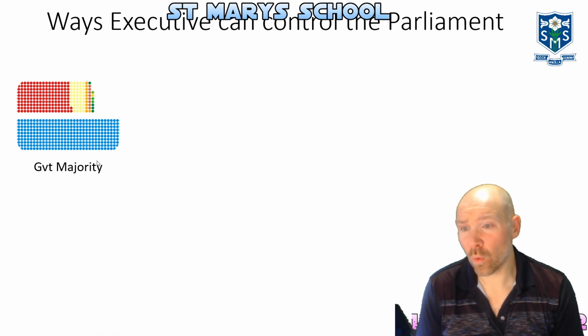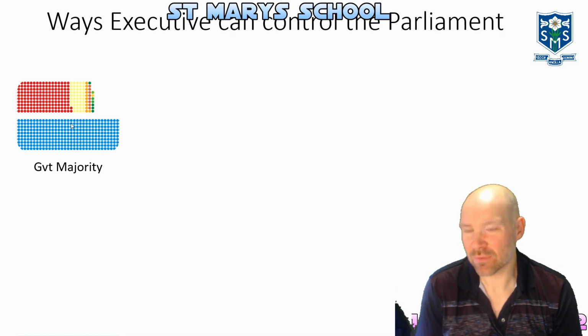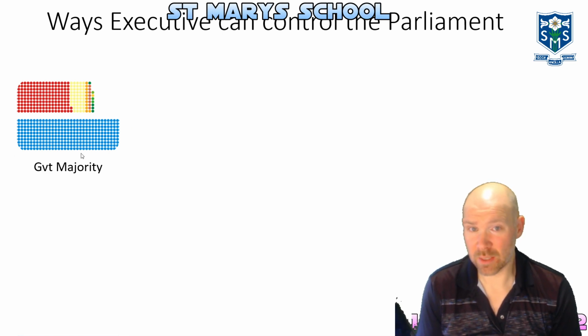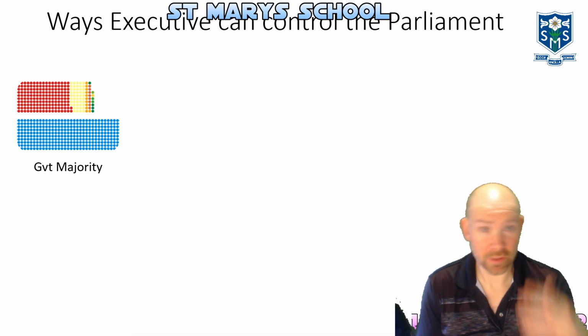So the government always has an inbuilt majority in the House of Commons, because that's just how the system works. Whichever party has the most amount of MPs, the leader of that party becomes the Prime Minister, and then that Prime Minister is invited to form a government by the Queen.